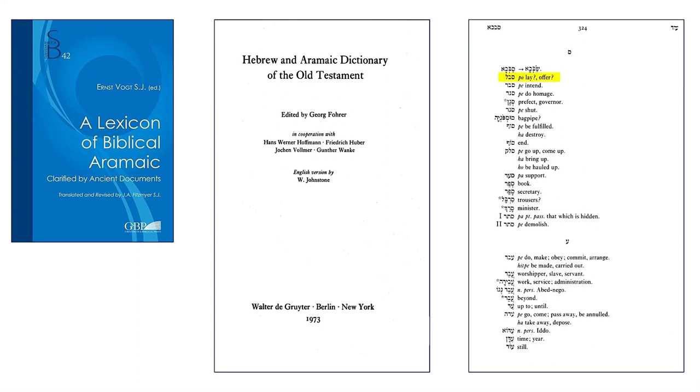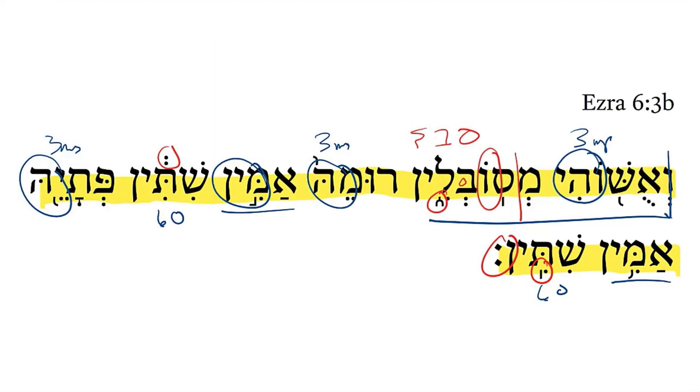And they propose that this is a po'el, an otherwise unattested po'el, to account for these vowels, meaning something like lay, which fits for the context. There are, of course, po'els in Biblical Hebrew, just not in the rest of the Biblical Aramaic corpus. So if that's correct, we come back to Ezra 6:3b and continue reading.